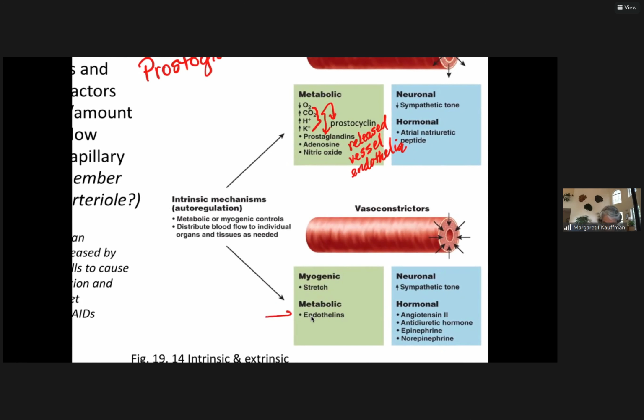So what would trigger this to be released would be things like high oxygen, low CO2 levels, low H plus or higher pH, and low potassium. Those conditions are saying this tissue doesn't need more oxygen delivered and doesn't need more waste products removed. So it would cause the endothelins to be released, and that would lead to local vasoconstriction, closing of those sphincters, and the tissue perfusion would go down.